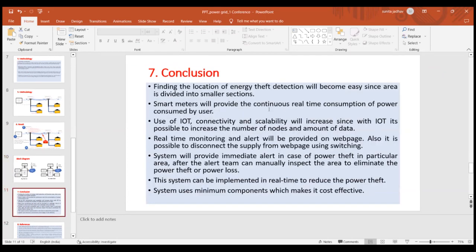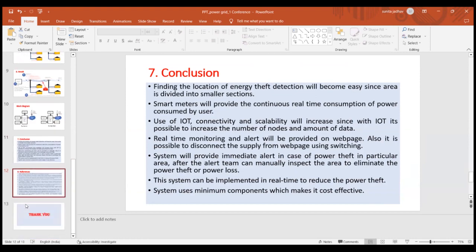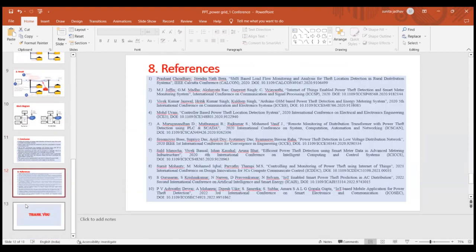Conclusion. Finding the location of energy theft will become easy since the area is divided into smaller sections. As this system is IoT based, connectivity and scalability will be increased, since with IoT it is possible to increase the number of nodes and the amount of data. So real-time monitoring is also there. These are some references.